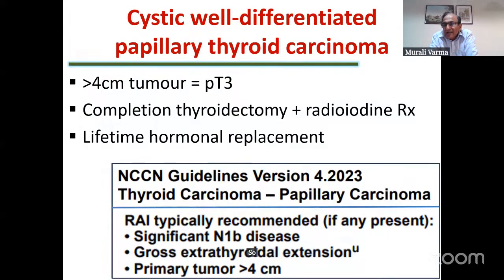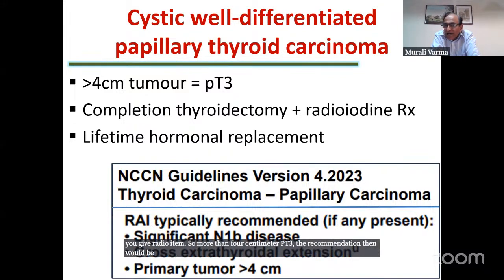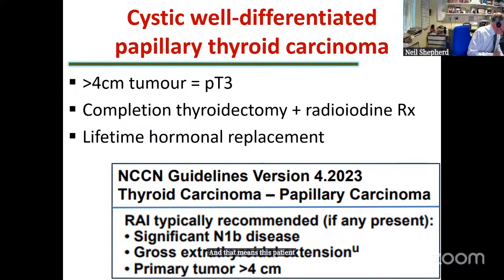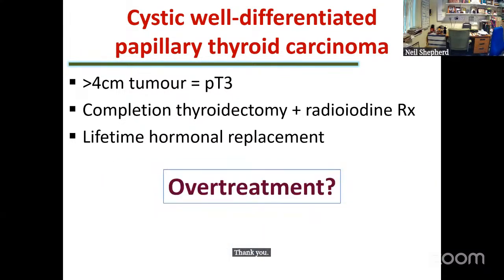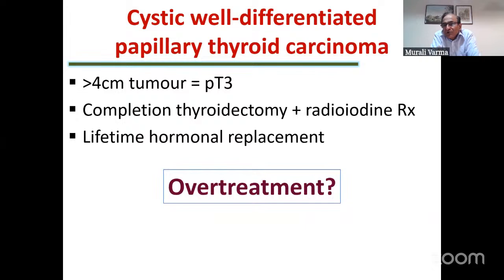So what do the NCCN guidelines say? That if a primary tumor is more than 4 centimeter, you give radioiodine. So for more than 4 centimeter, pT3, the recommendation then would be completion thyroidectomy followed by radioiodine. And that means this patient is going to have a lifetime of hormonal replacement. Is that really necessary for a purely cystic 5 centimeter tumor?